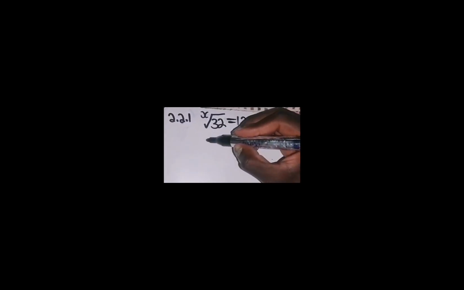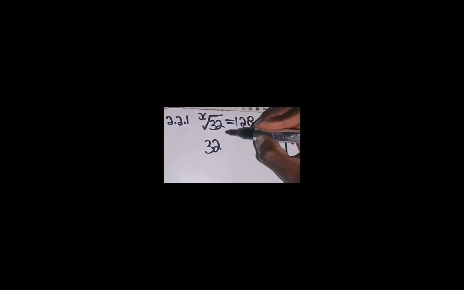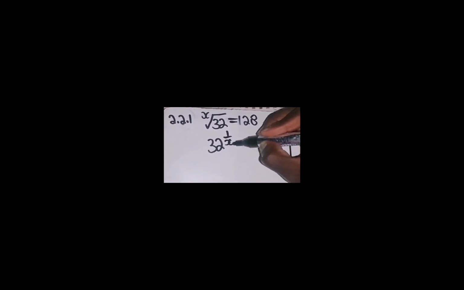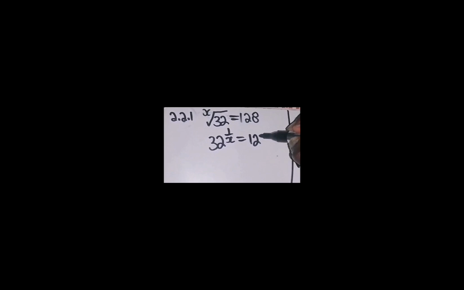To make an example, square root of 2 can be expressed as 2 to the power 1 over 2. That's how you express square root of 2 as an exponent. Cube root of 2, in the form of an exponent, can be expressed as 2 to the power 1 over 3, and so on. So we need to express the x-th root in the form of an exponent. It can be expressed as 32 to the exponent of 1 over x, which is equal to 128.